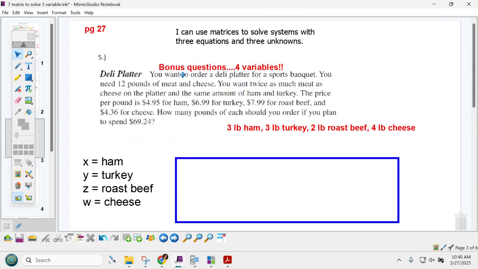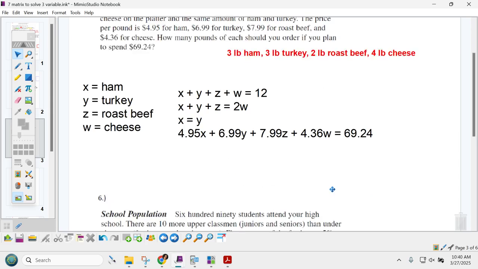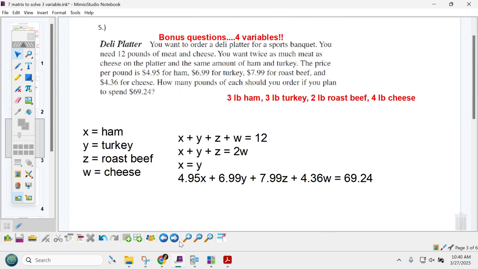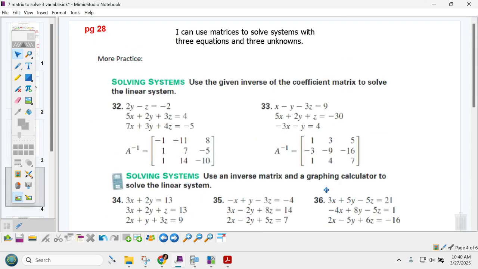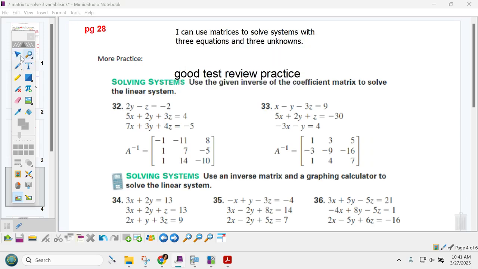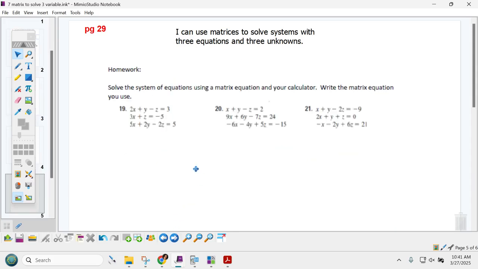Page 27, these are bonus questions. They are 4 variables. We will not have any of those on an assessment. If you're curious, here's how you would set up 5 if you want to try it. Page 28, this is really good test review practice. This is not officially signed. Just some extra work in the packet available to you. And now your job today is page 29. So you're going to finish page 29 and check your answers.